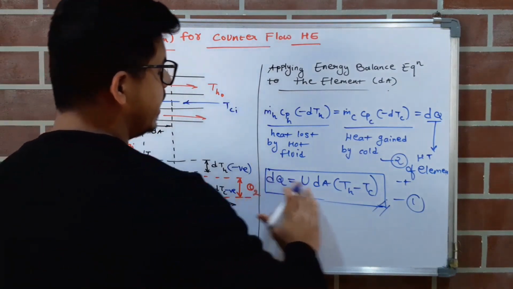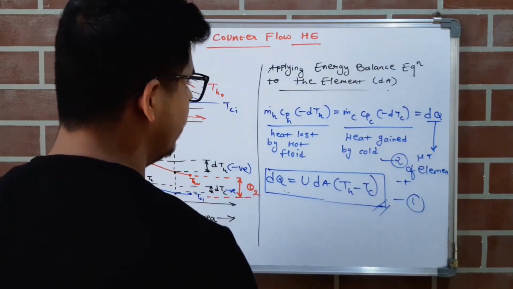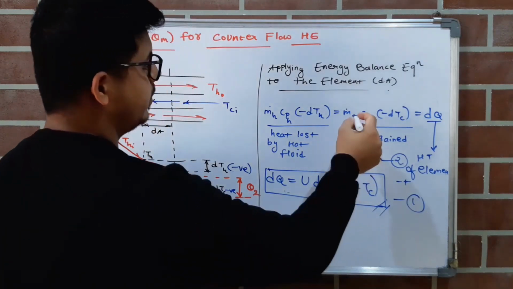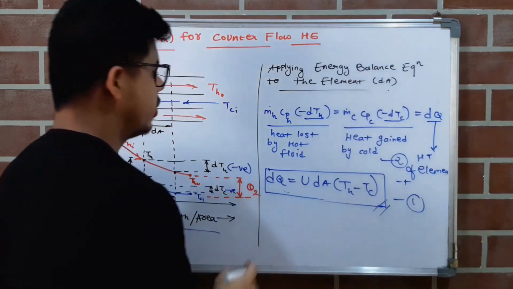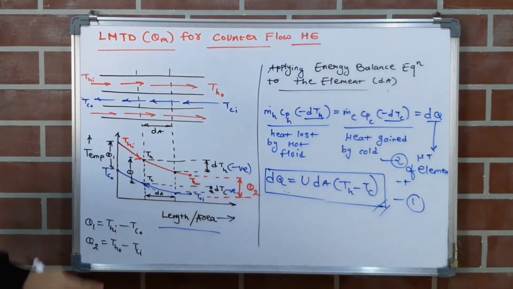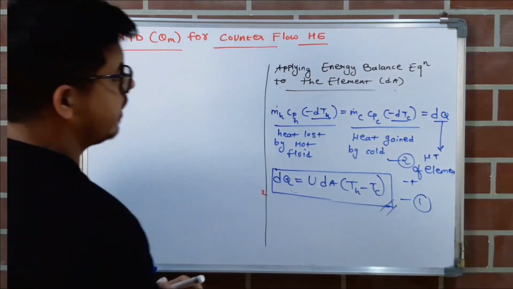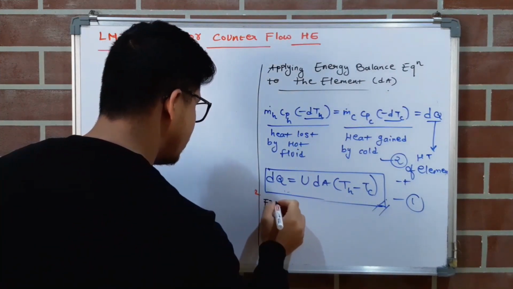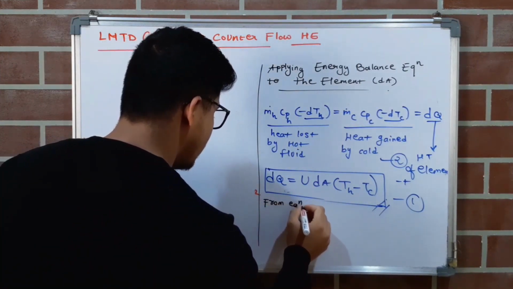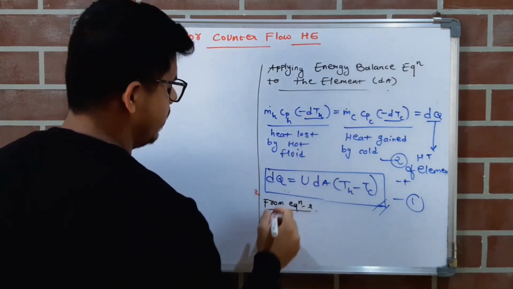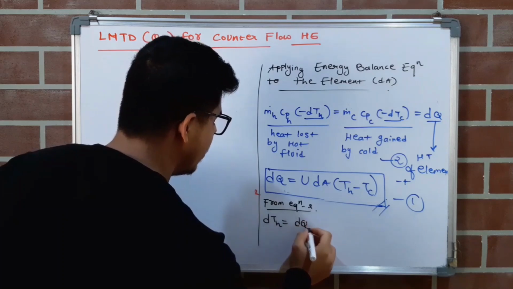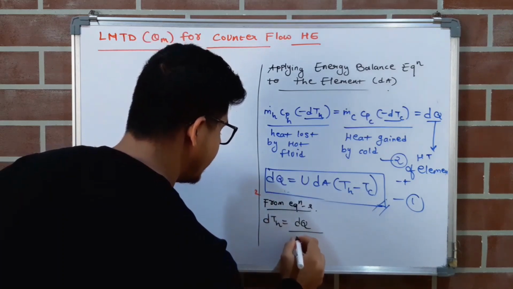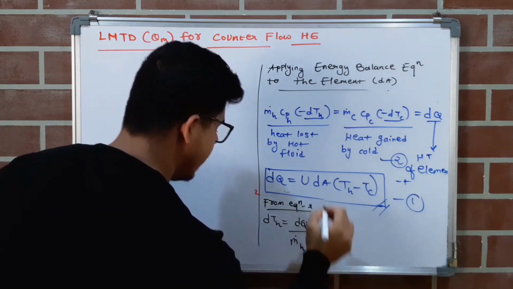So we got the formula. Now what will we do? From equation 2 we will find the values of dTh and dTc, right? For that I have to rub this part, so please note this part. From equation 2 we get dTh is equal to what? dQ divided by m dot h into Cph.